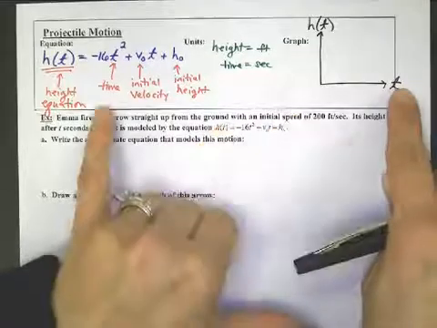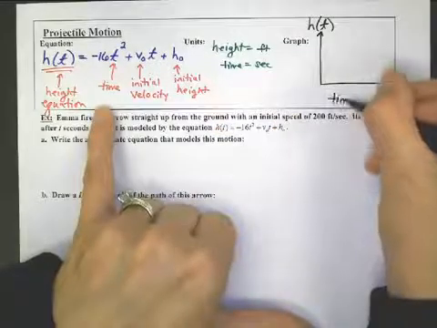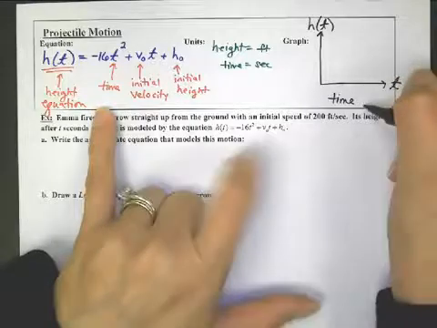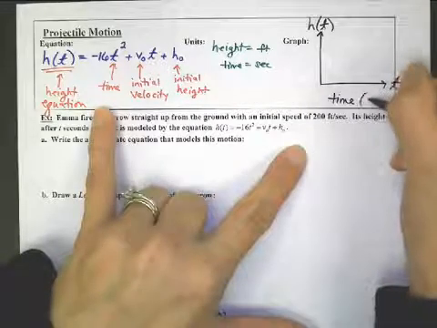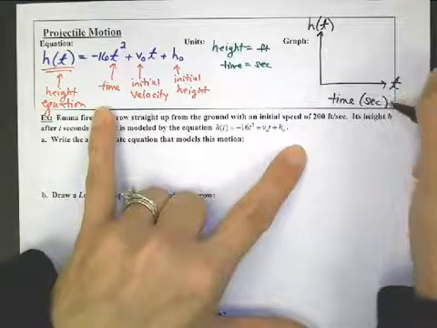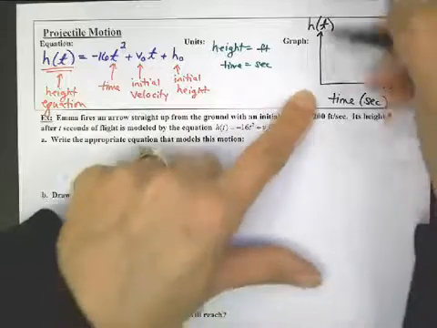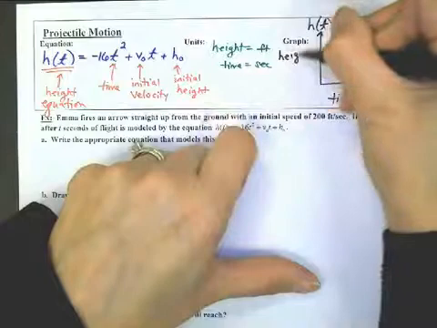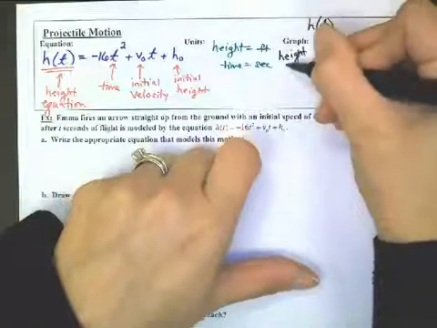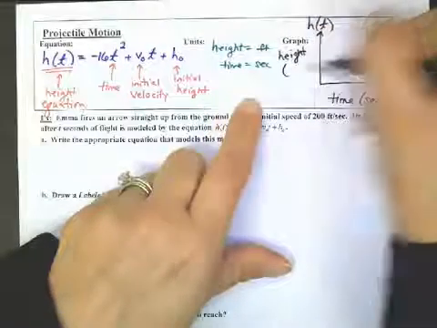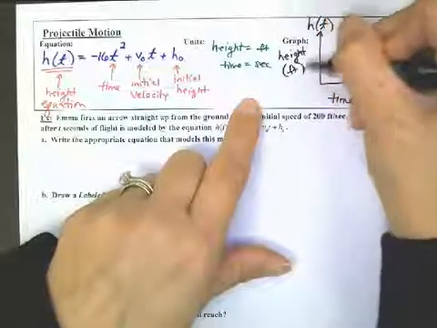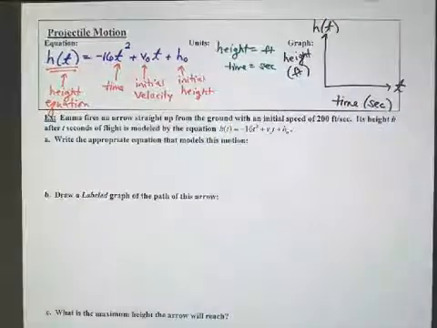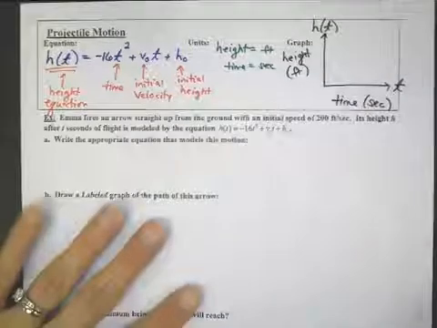So what does t stand for? T stands for time. And after you write what it stands for, I want you to write in terms of seconds, the units. What does the h of t axis stand for? It stands for height. So label it with height. And then in parentheses, tell me in terms of what kind of units? Feet. So that's how you label the axes, with letters, words, and units.